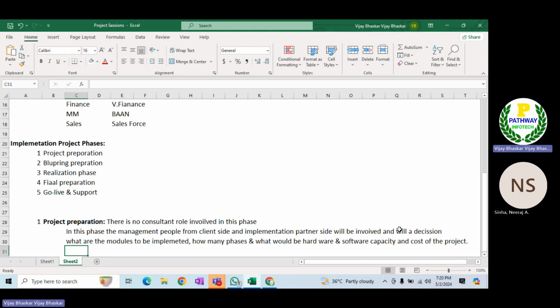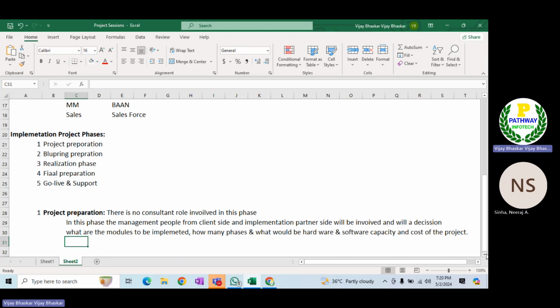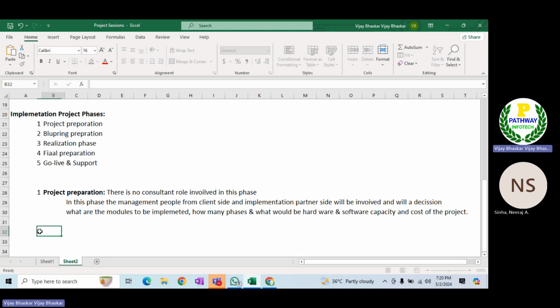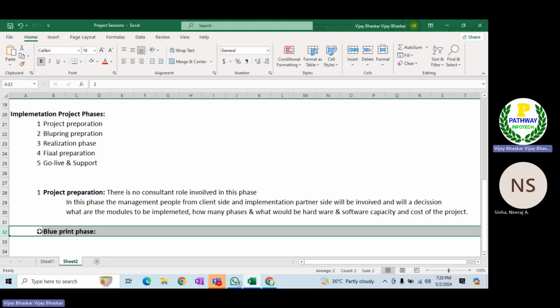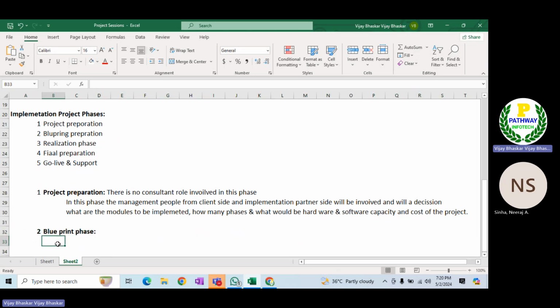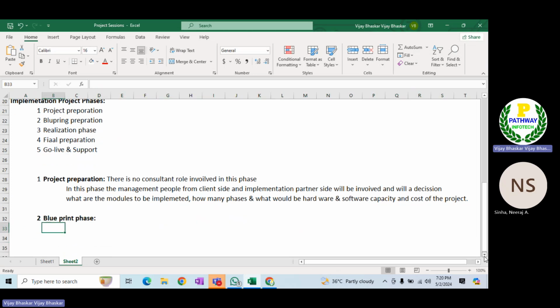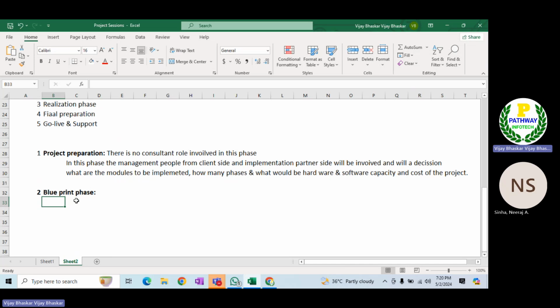Okay. So now coming to the next one, the blueprint phase. Very, very important phase. Now, in this blueprint phase, being a finance consultant, what would be our role? How do we need to get the requirements? What kind of documents do we have to prepare here? It's a very, very important word for us now.